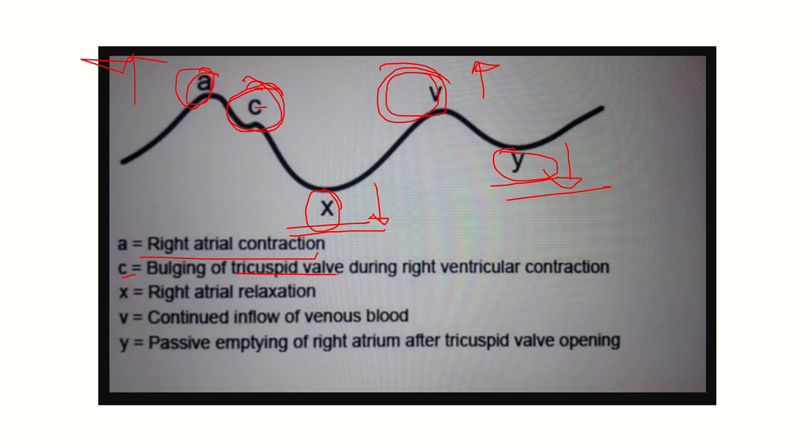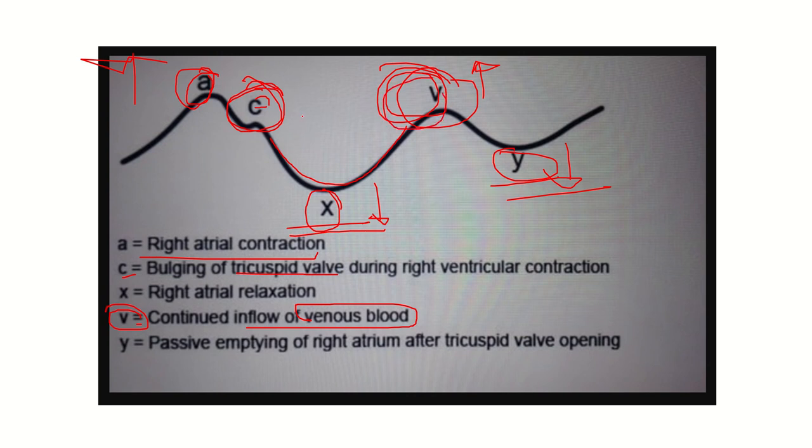So when the tricuspid valve suddenly closes, the right atrial pressure slightly increases and then gradually decreases. And this C, that means this small deflection, occurs due to closure of the tricuspid valve. And this V is the continuous inflow of the venous blood. So when the blood enters into the right atrium, this V deflection occurs.